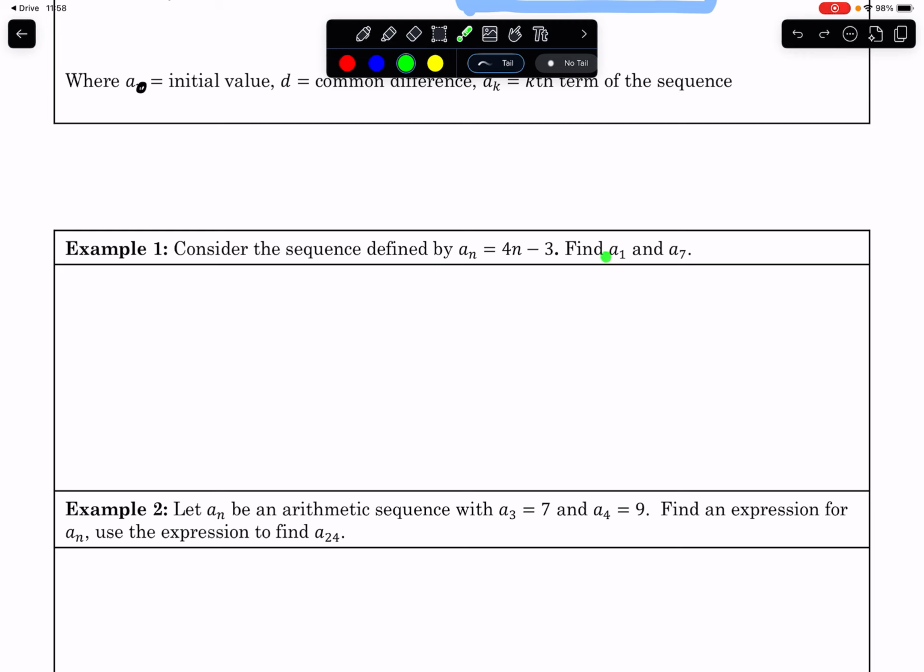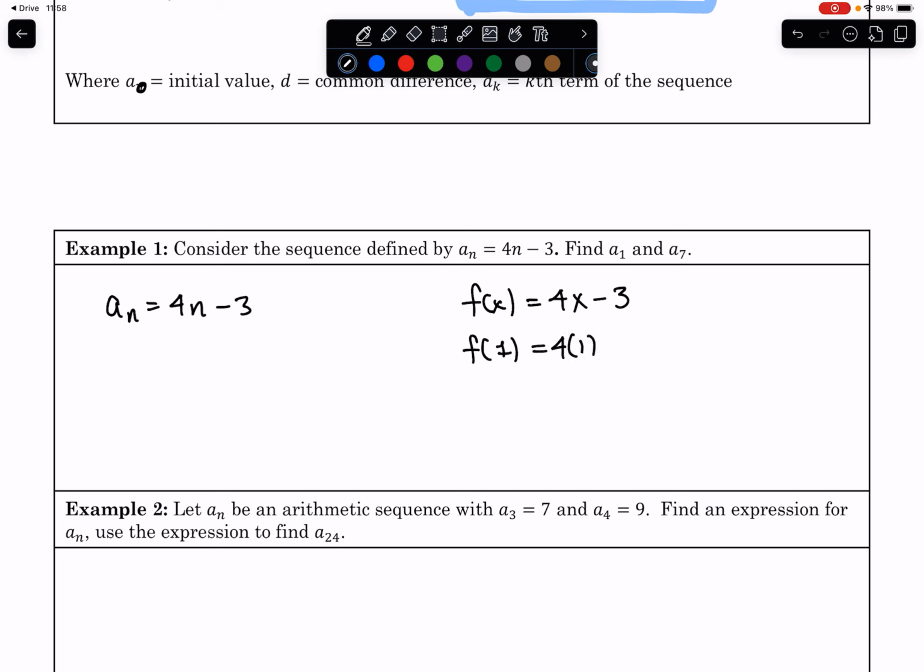And we want to find a sub 1. To find a sub 1, we're simply replacing the value of n with the value of 1. So just like with function notation, this is no different than thinking about the function f of x equals 4x minus 3 and trying to evaluate my function when x is equal to 1. We would just simply use direct substitution and replace the value of x with 1.